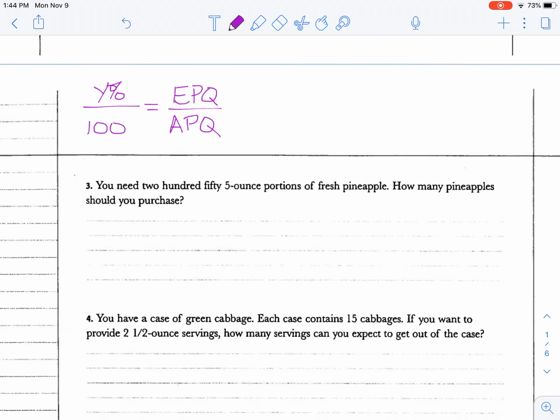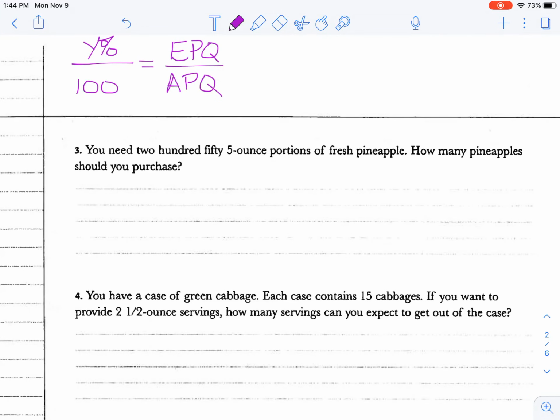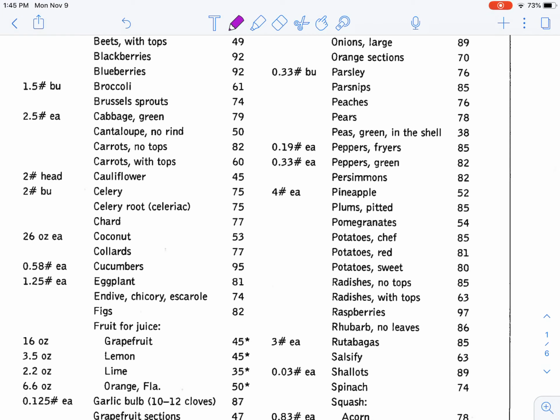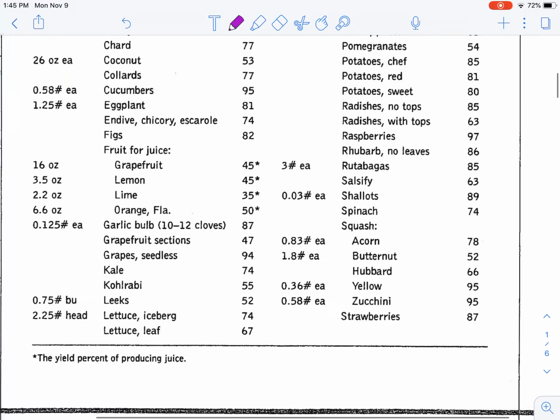Okay? So looking at the first example here, it says you need 250 5-ounce portions of fresh pineapple. That means that you have 250 people that you're catering for, and each person is going to get a 5-ounce portion of pineapple. The question is, how many pineapples should you purchase? So let's kind of try to set this formula up a little bit. 100. If we go back and look at pineapples, they are 52%, and that 4 pounds each, that's going to come into play a little bit later.